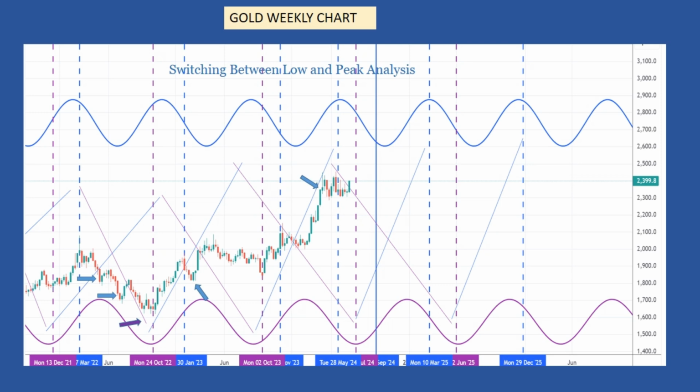In summary, switching between low and peak analysis depends on observing price trends, market indicators, and historical patterns. Understanding these factors helps traders make informed decisions about when to buy or sell gold.